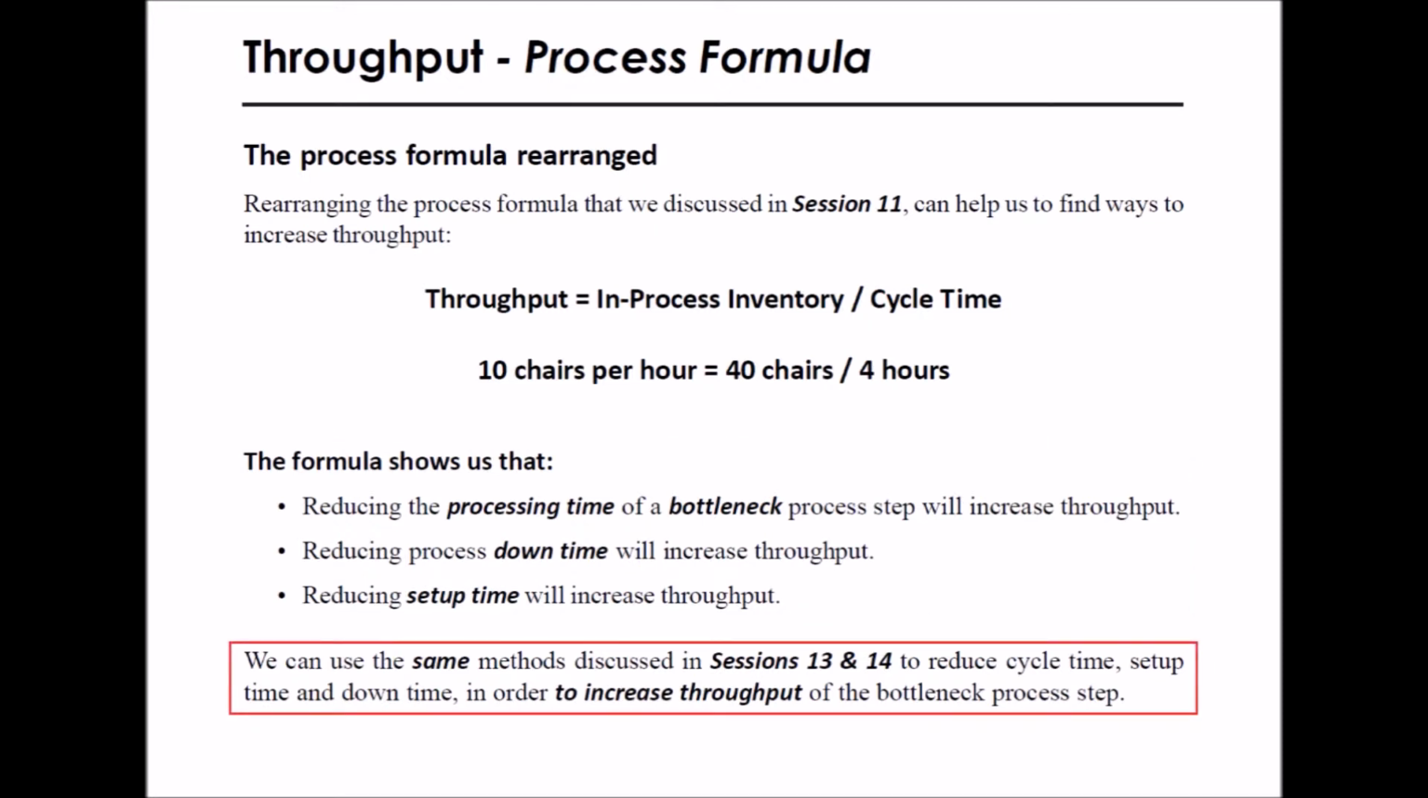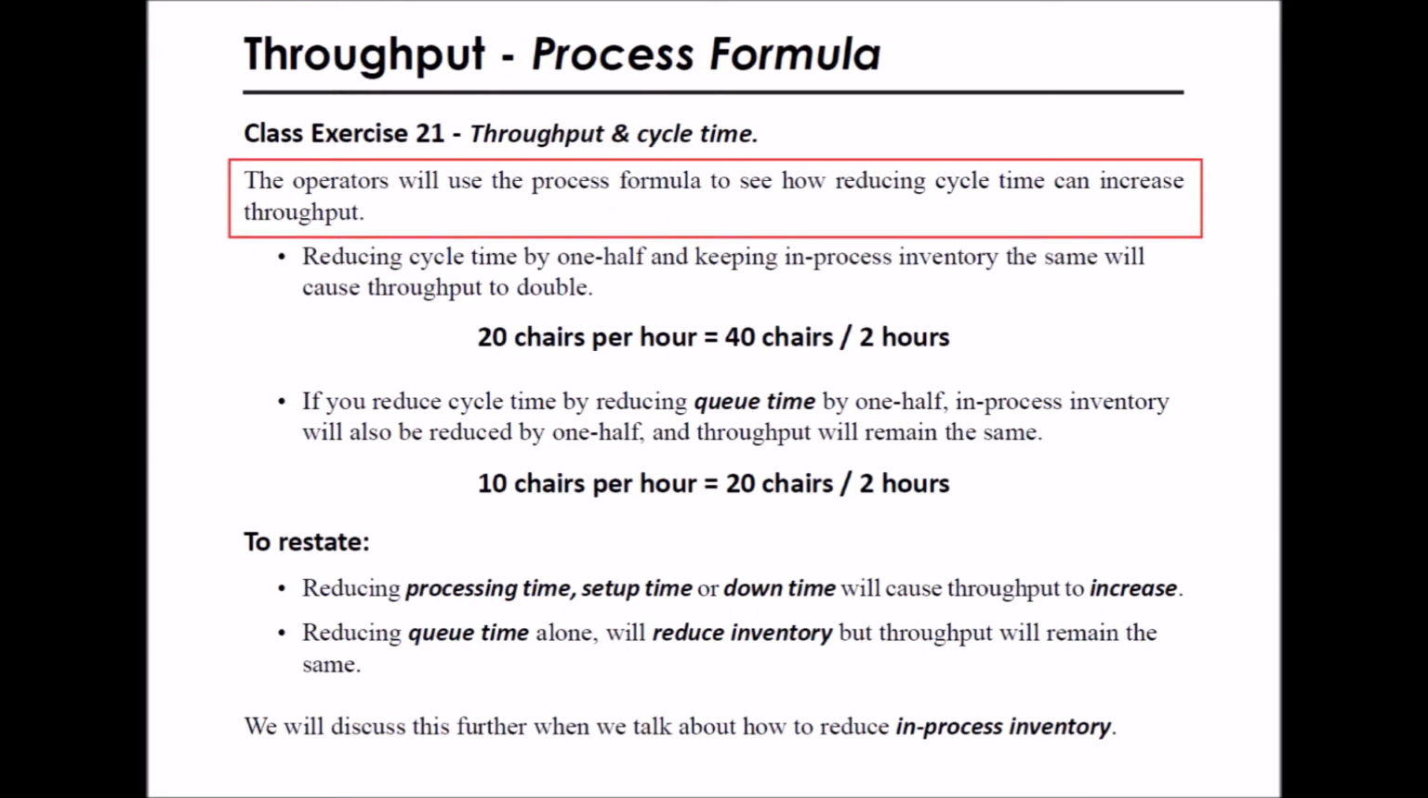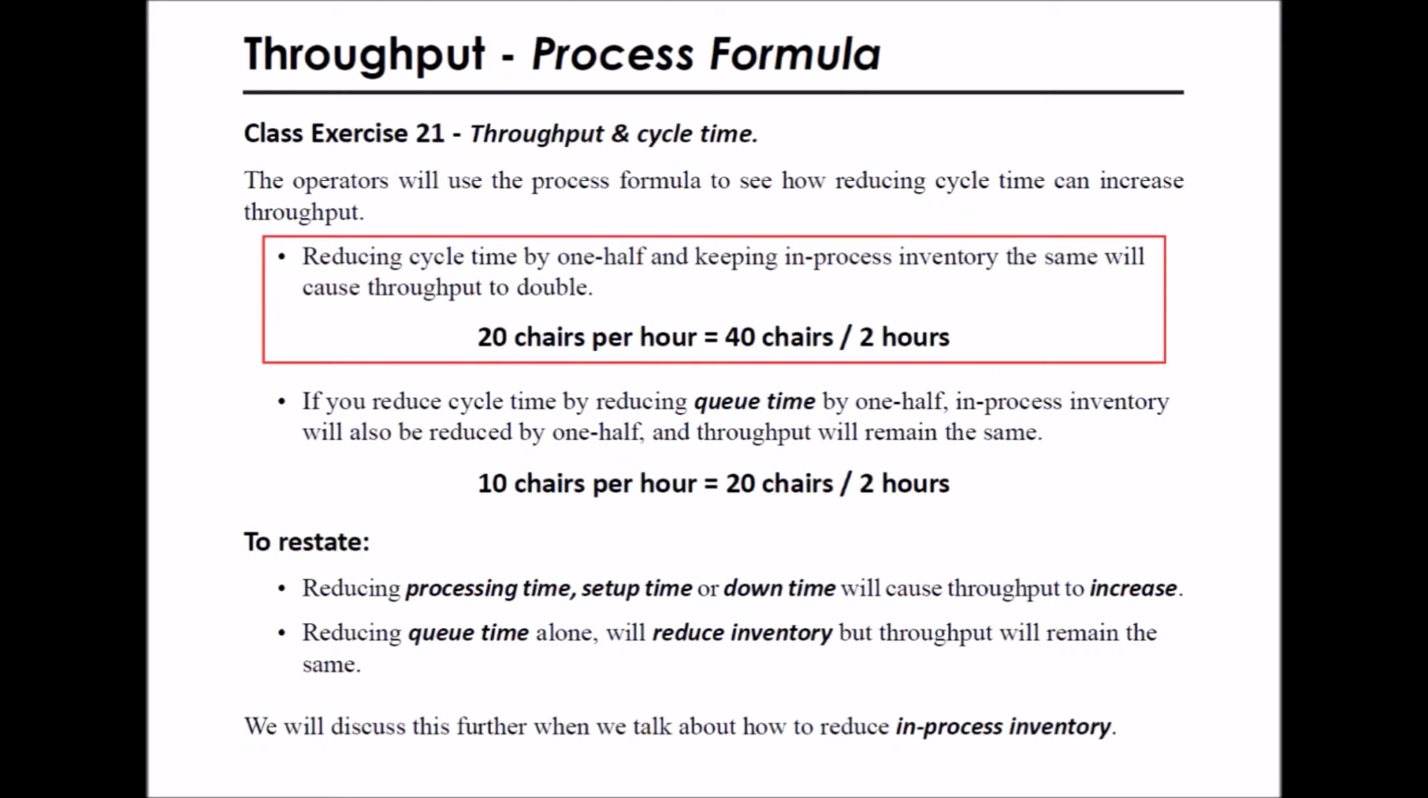We can use the same methods already discussed in sessions 13 and 14 to reduce cycle time, setup time, and downtime in order to increase throughput of a bottleneck process step. In class exercise 21, the operators will use the process formula to see how reducing cycle time can increase throughput. Reducing cycle time by 1/2 from 4 hours to 2 hours and keeping in-process inventory the same at 40 chairs will cause throughput to double.